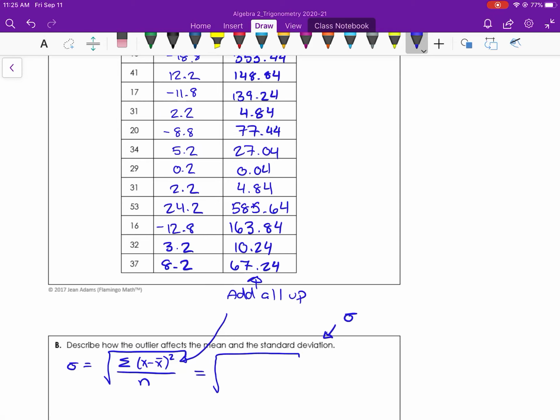So for this one, by hand, again, I created a Desmos one for you that's probably shared right now. You get 1,605.72 divided by 13 games. So the square root of this is about 11.11. So that's the standard deviation for B.